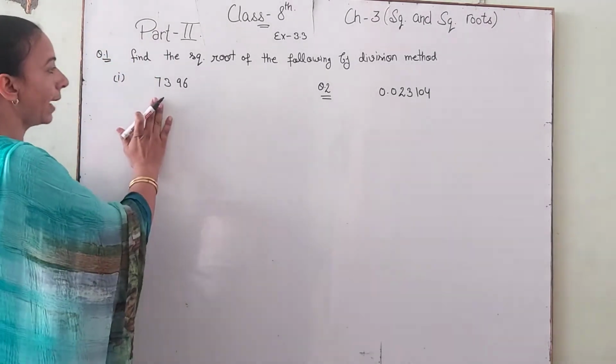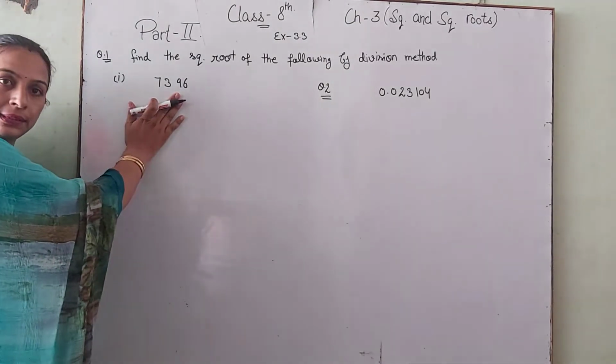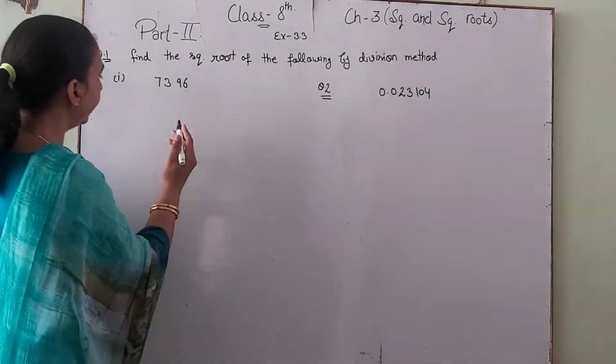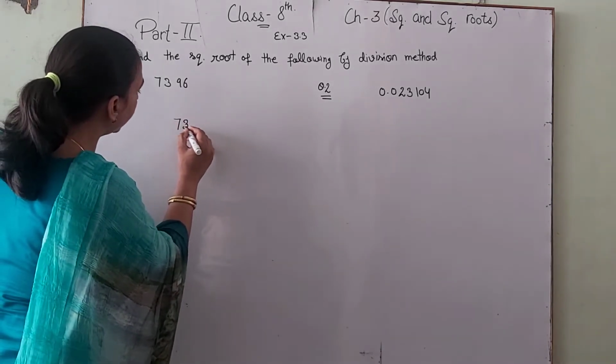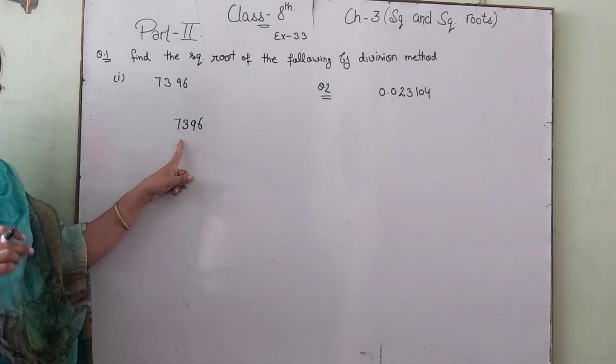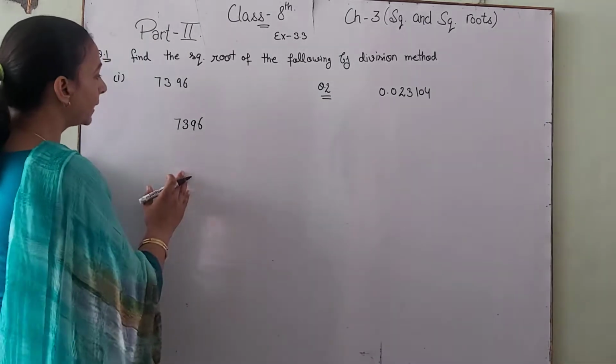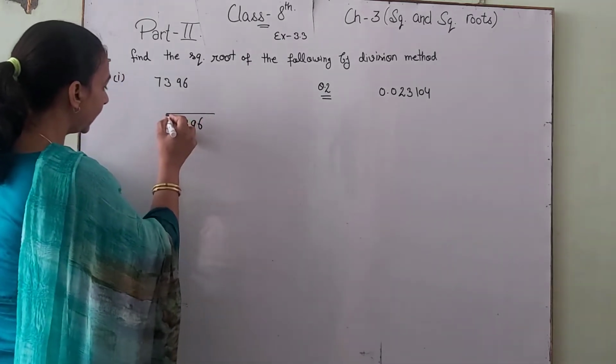First is 7396. We have the number 7396. We find the square root of this by the division method. Okay, so we start.